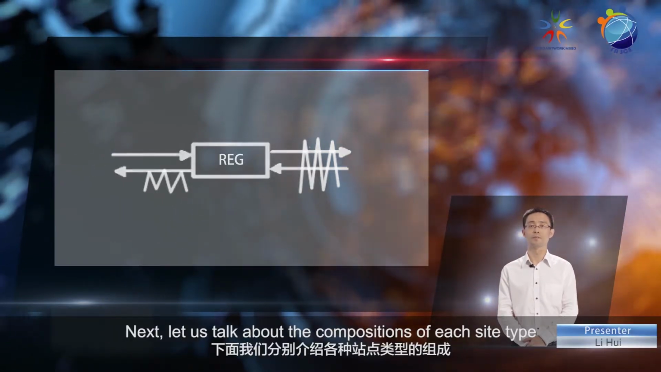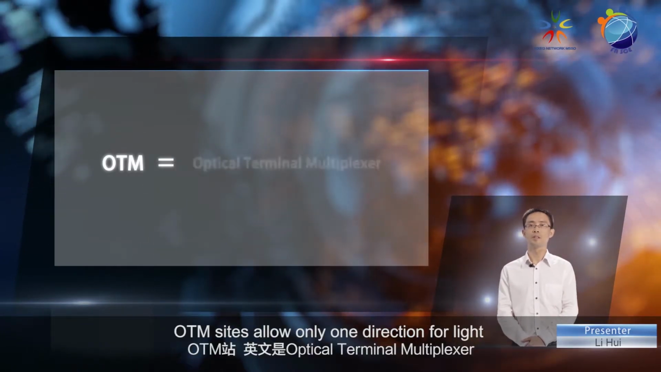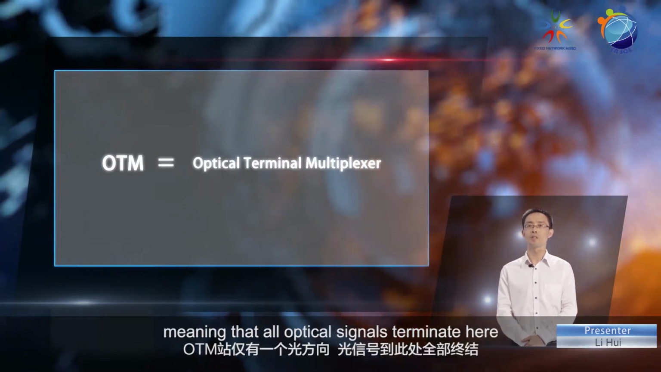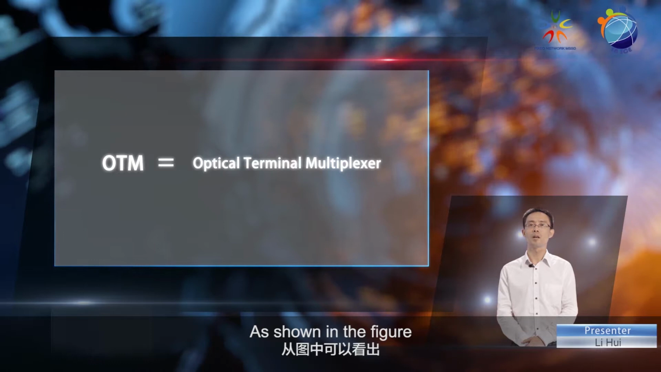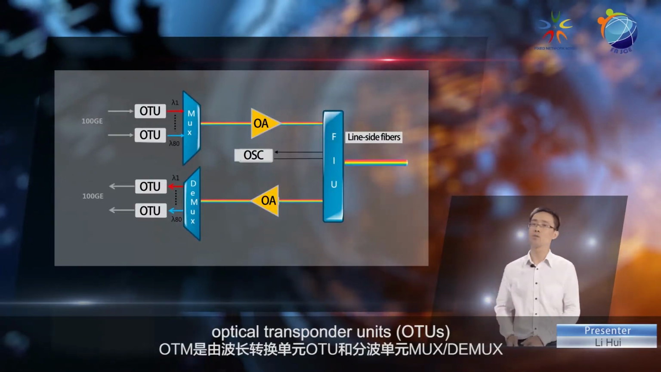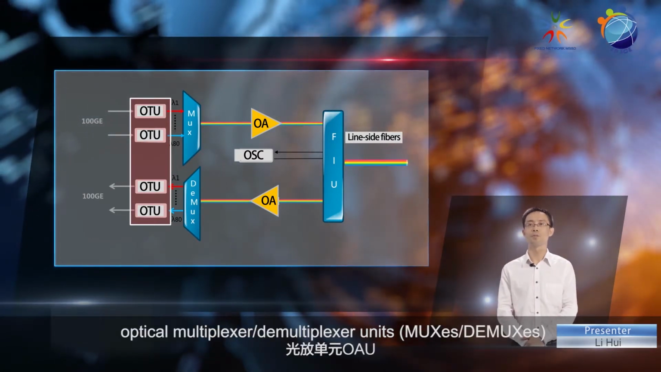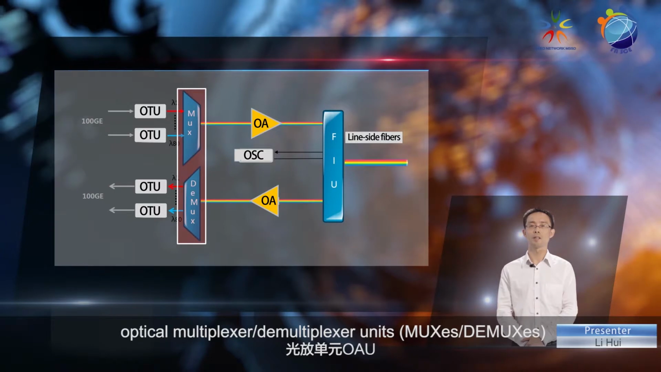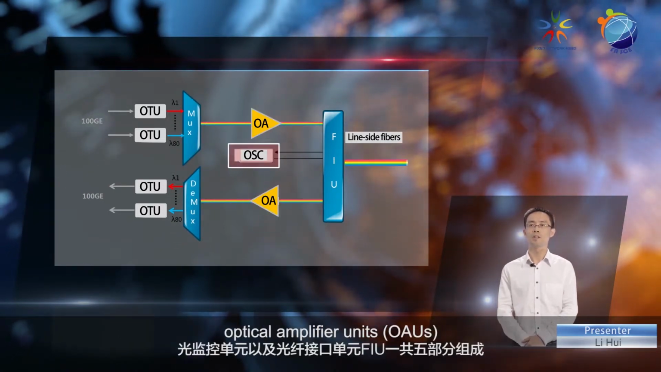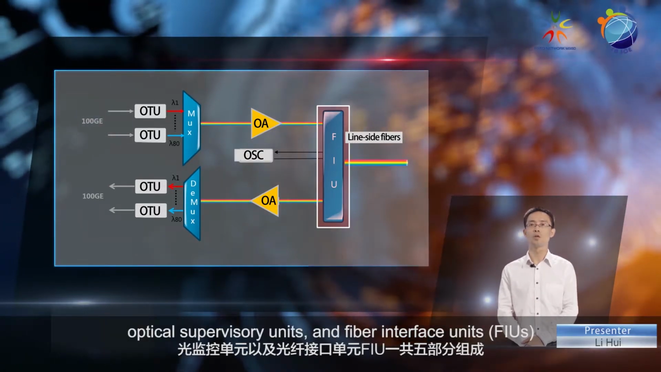Next, let's talk about the compositions of each site type. OTM sites allow only one direction for light, meaning that all optical signals terminate here. As shown in the figure, OTMs are composed of 5 parts: optical transponder units, optical multiplexer or demultiplexer units, optical amplifier units, optical supervisory units, and fiber interface units.